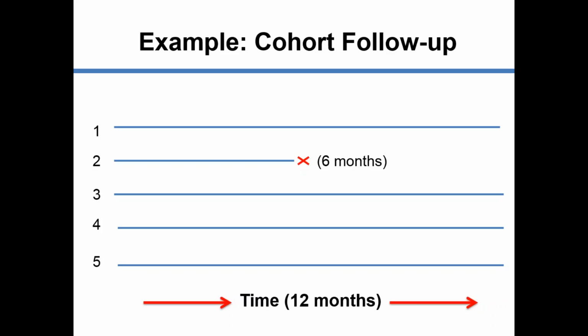So back to our example. What's the prevalence of this particular disease? Let's say this is not a fatal disease. Person number 2 is diagnosed with diabetes after 6 months, and for the next 6 months of this study has diabetes. What's the prevalence of diabetes at the beginning of the study? If you said 0%, zero prevalence, that is correct. At 6 months, the prevalence becomes 20%. So it's time dependent in a way, but it's not a rate.